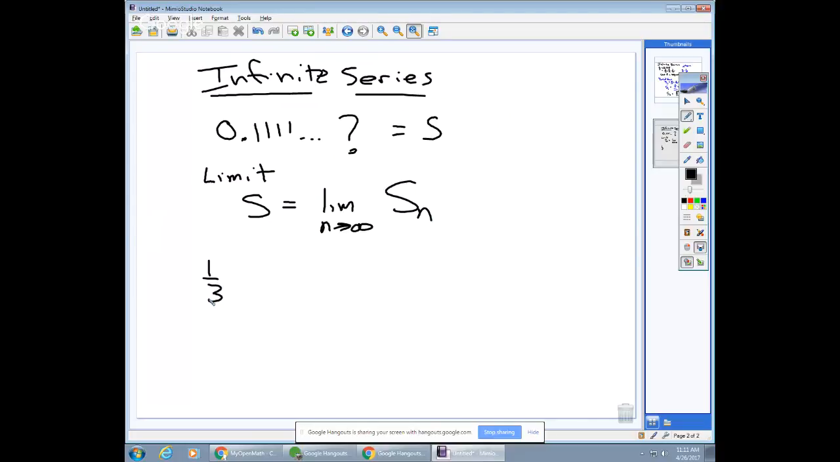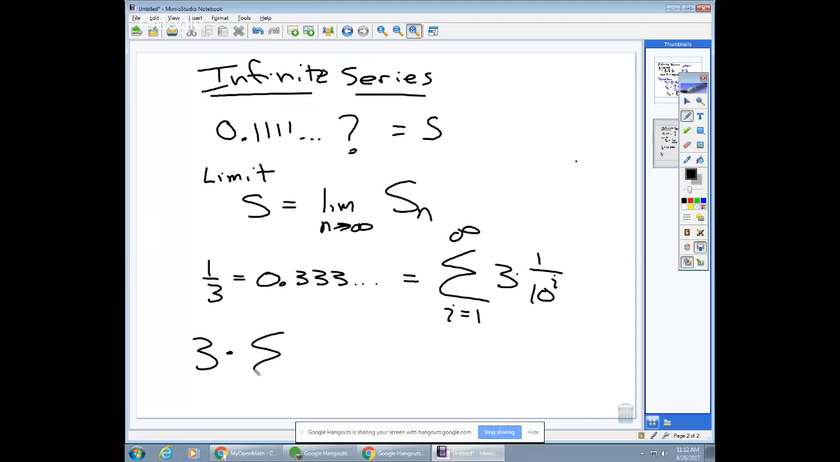We know that 1/3 is equal to a bunch of 3's repeating. And we just established that that sum could be written as the sum, i goes from 1 to infinity, and when I put an infinity here, it means the limit of the partial sums, of 3 times 1 over 10 to the i. Now, i is the variable, right? So the 3 is just a constant. We can pull that constant out of the sum. So what we have is 3 times the sum of 1 over 10 to the i as i goes from 1 to infinity.